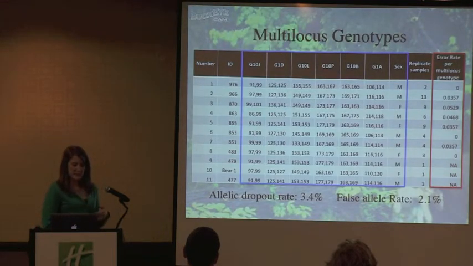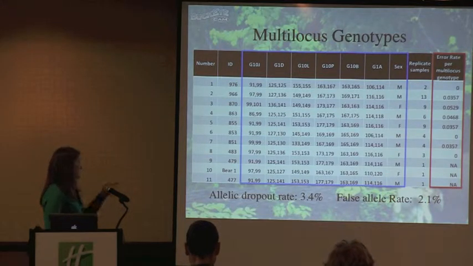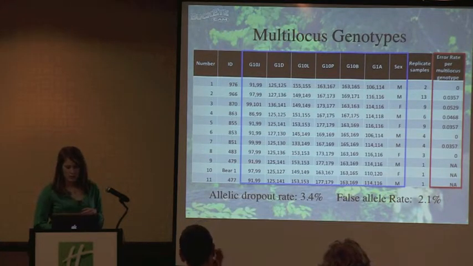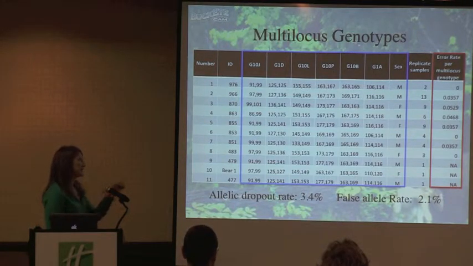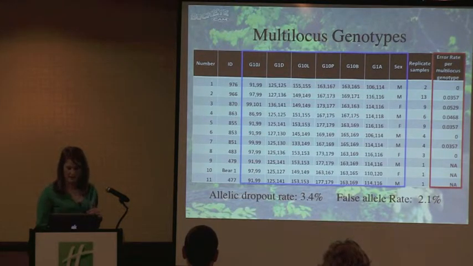Using these methods, we ended up with 11 total bears based on data collected from just the rub trees alone so far. The 11 different genotypes we found are outlined in blue. And then the error rate that we found per multilocus genotype is outlined in red. And this was less than 5% for most of our samples, which is pretty good considering the small amount of DNA that we're working with. And some of the genotypes actually had 0 error.